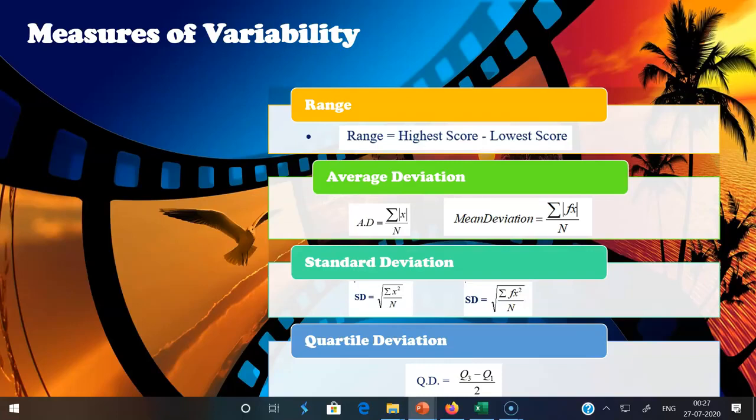In the same way, if you want to find the Q3 and Q1 values of grouped data, we have to use a different formula. Q1 is equal to L1 plus (n by 4 minus CFB) divided by FW into I. If you want to find the Q3 value, we use a different formula: L3 plus (3n by 4 minus CFB3) divided by FW3 into I. So if you use these formulas, we can find the values of Q3 and Q1. Then finally we substitute the values into QD, and we get the QD value.